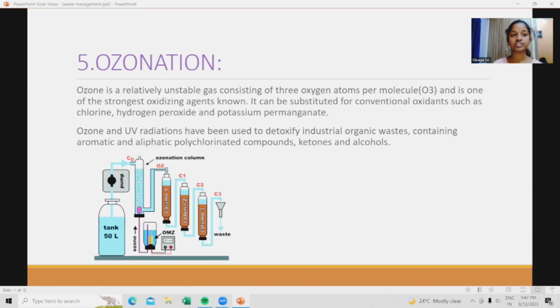The fifth one is ozonation. Ozone is a relatively unstable gas consisting of 3 oxygen atoms per molecule, that is O3, and is one of the strongest oxidizing agents. It can be substituted for conventional oxidants such as chlorine, hydrogen peroxide, and potassium permanganate. Ozone and UV radiation have been used to detoxify industrial organic waste containing aromatic and aliphatic polychlorinated compounds, ketones, and alcohols.